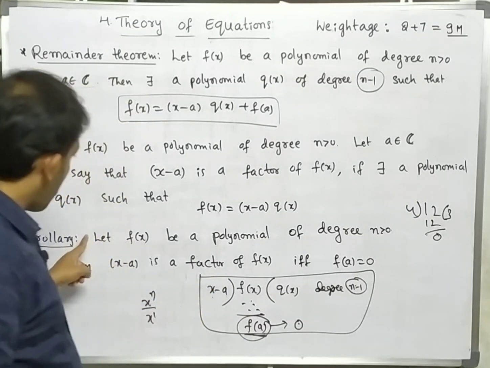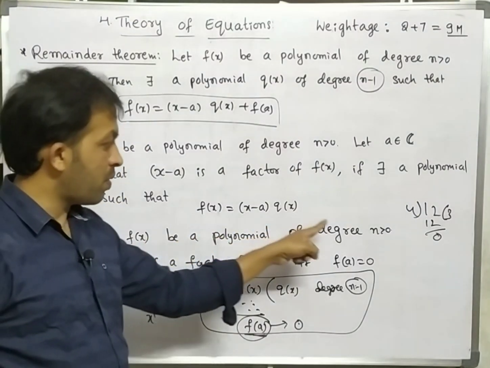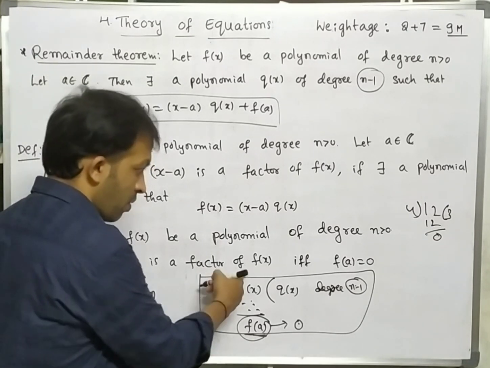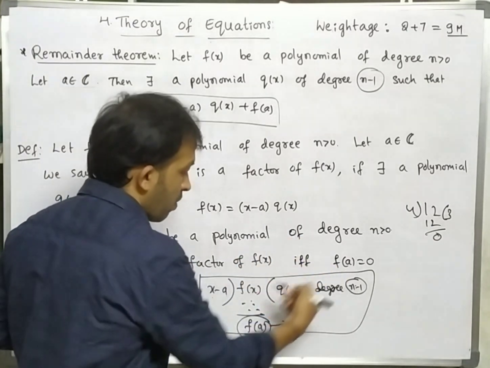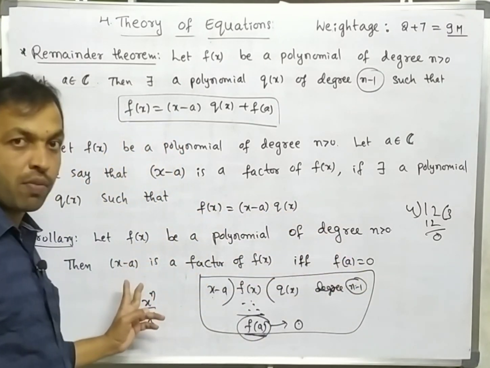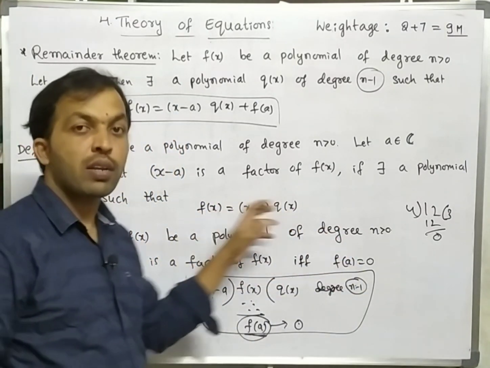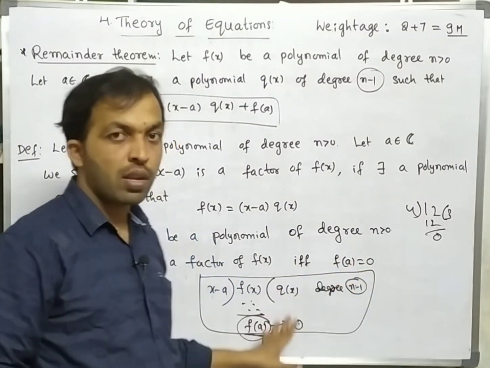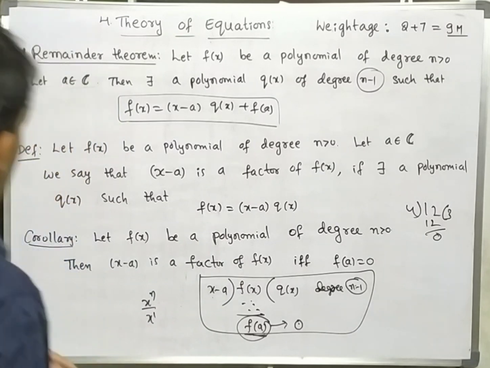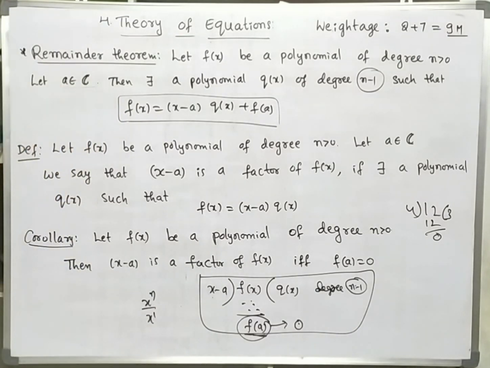Okay, so let f of x be a polynomial of degree n greater than 0, then x minus a is a factor of f of x if and only if f of a is equal to 0. If f of a is equal to 0, x minus a is a factor. If x minus a is a factor, f of a is equal to 0. So that is the result, and these are the points related to the remainder theorem.